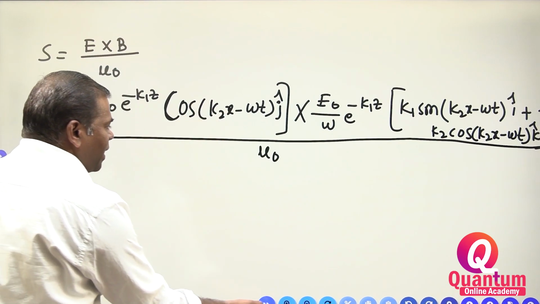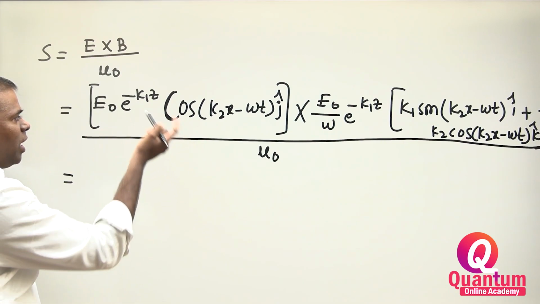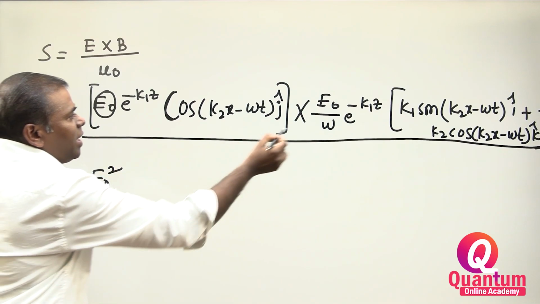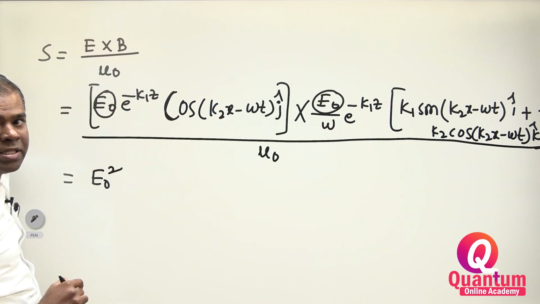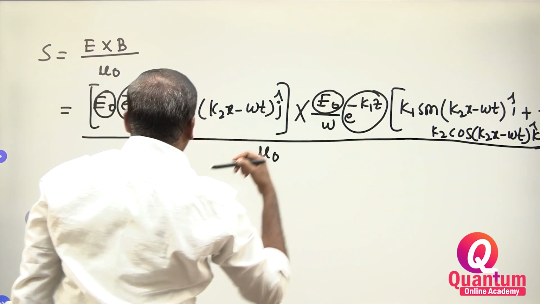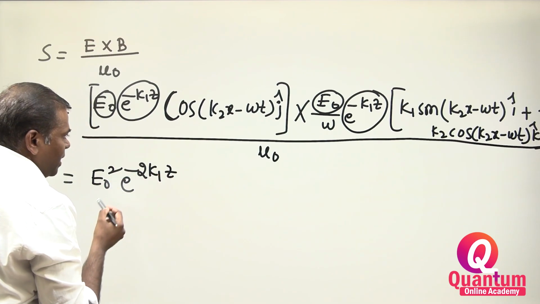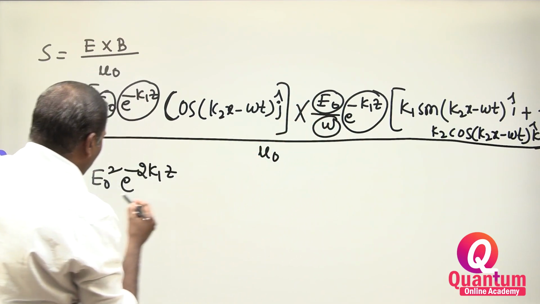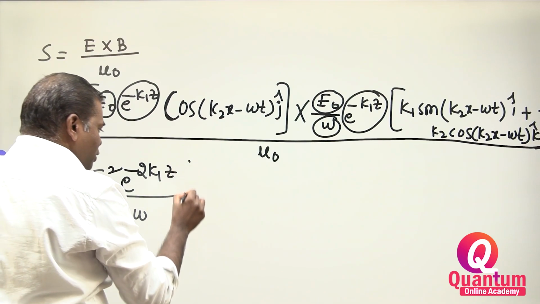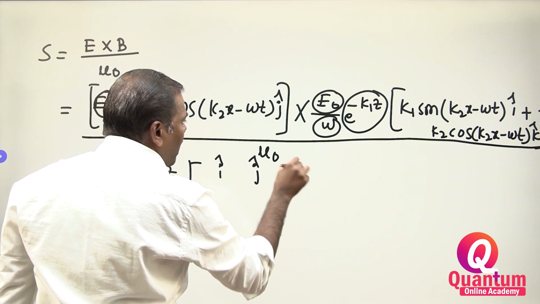Now we have to do a cross product. How do we do the cross product? Take the numbers: E naught square is there, one E naught and another E naught. Then e to the power of minus k1z twice gives e to the power of minus 2k1z, divided by mu naught omega, into the i cap, j cap, k cap determinant.